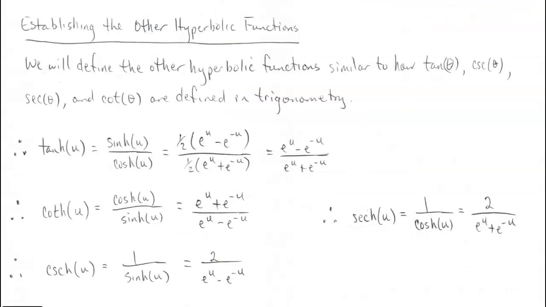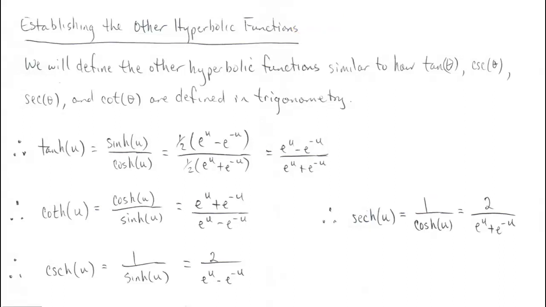So we see that if we take the same approach as we would in trying to figure out what tangent, cosecant, secant, and cotangent of some angle is in trigonometry, if we do the same thing with these hyperbolic functions, then we see that tangent hyperbolic of u is just going to be sinh u over cosh u. And of course, if we write both of those out, we see that the 1/2 in both numerator and denominator would reduce to 1. And so we see that tangent hyperbolic is really just the difference of e to the u and e to the minus u divided by the sum of e to the u and e to the minus u, okay?